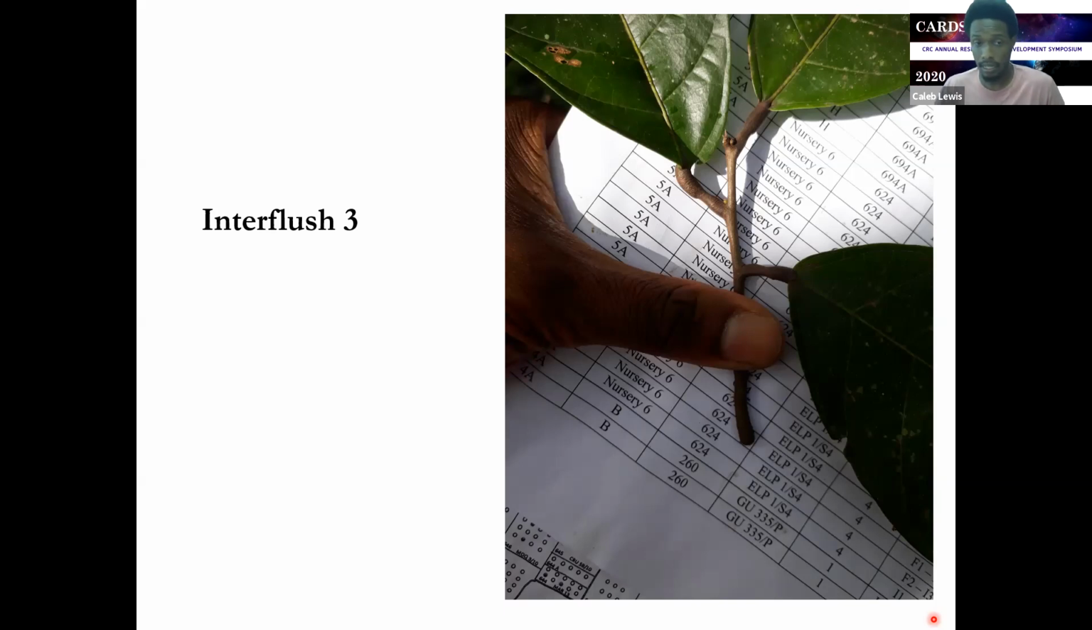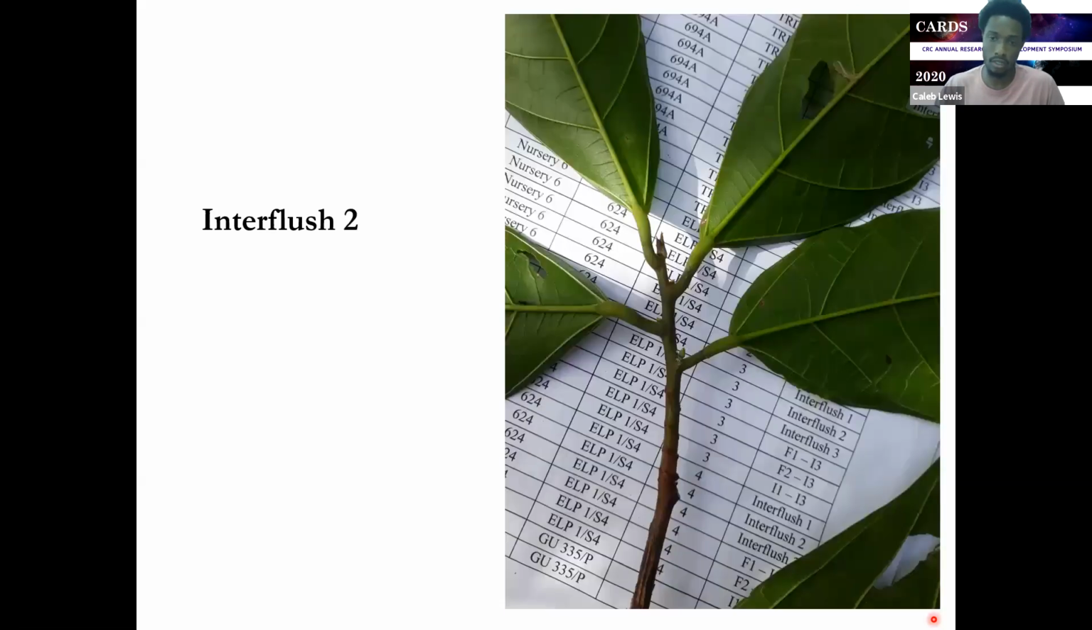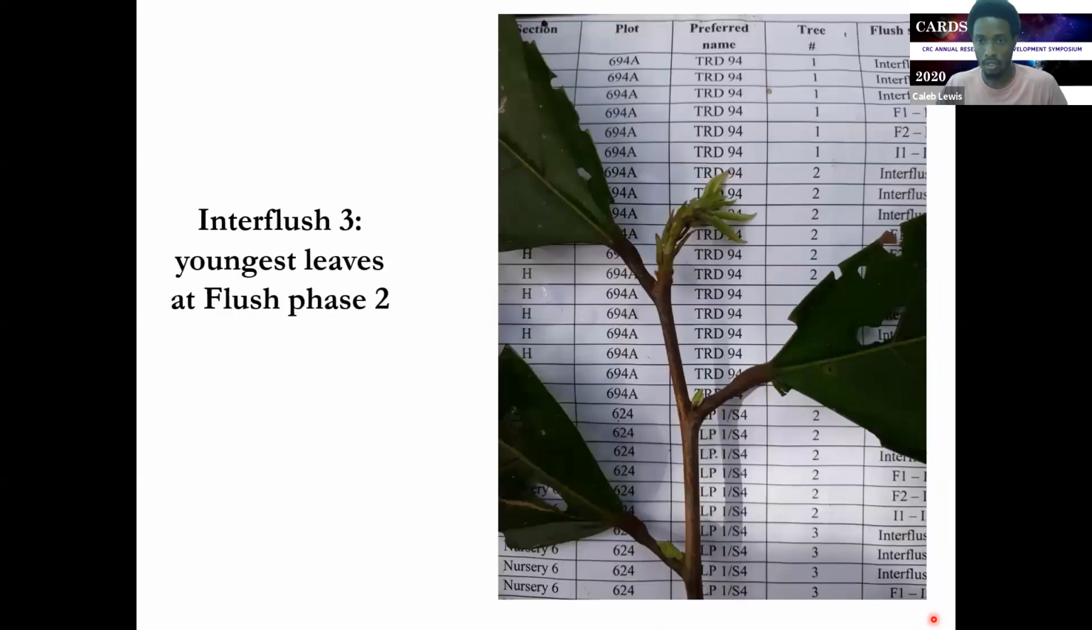I didn't show a picture of interflush 1, but interflush 1 is the stage of the youngest fully expanded leaf. I'll go back to the interflush 2. It's less mature than the interflush 2 stage. Both the top and the bottom of the stem would be green, and the leaves are usually softer than in the interflush 2 and interflush 3 phases. So we're moving on now to the interflush 3.